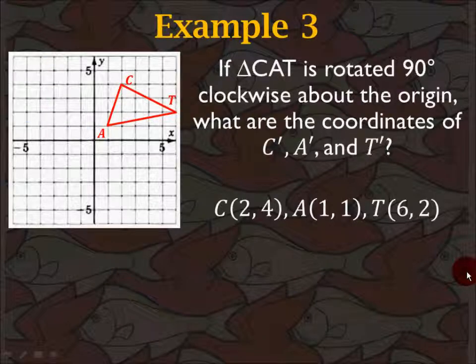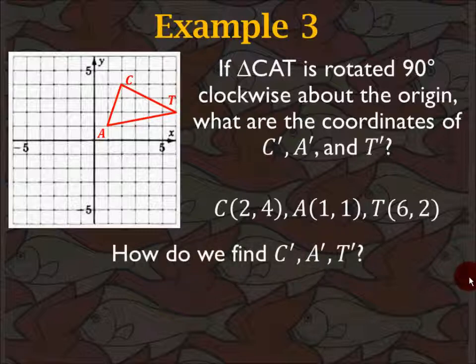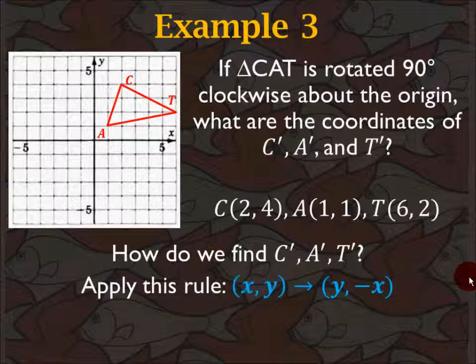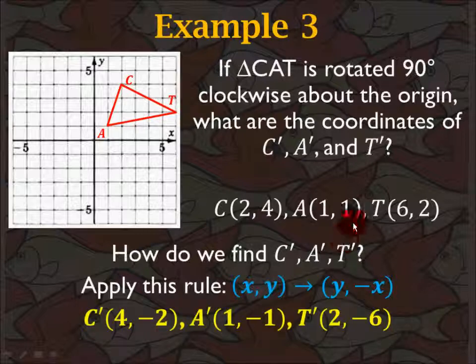Example 3. Now, if CAT is rotated 90 degrees clockwise, what are our answers going to be? Well, here's the motion rule. You can try it yourself if you want to pause the video. The rule is (x, y) becomes (y, negative x). So C' is going to be (4, negative 2). A' is going to be (1, negative 1). T' is going to be (2, negative 6).